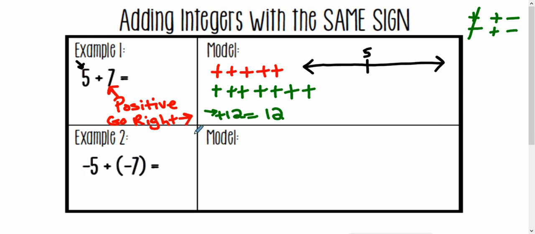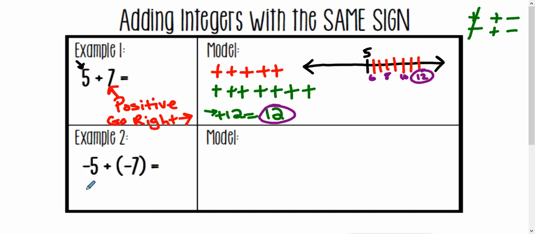So I'm going to make 7 little tick marks to the right. So 1, 2, 3, 4, 5, 6, 7. Then we're going to add in our numbers and see where we end up. So this would be 6, 7, 8, 9, 10, 11, 12. So we end up at 12, so our answer is positive 12. You kind of see how this model works?